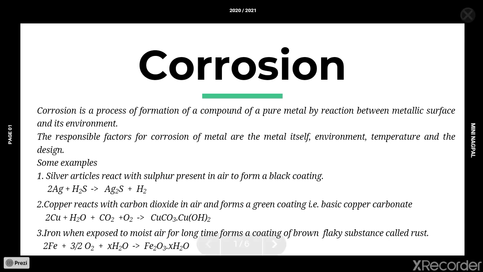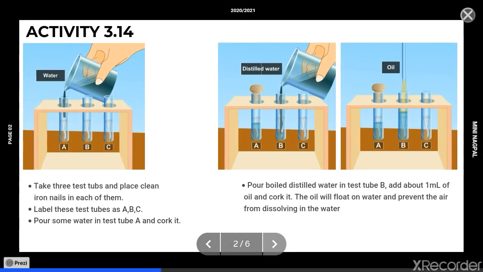Now, we are going to study what the essential conditions are for iron to rust. There's an activity in the book. This activity is 3.14. As shown in figure 1, we have taken 3 test tubes and we have placed an iron nail in each of them. Now we are going to pour some water in test tubes A and B. But the water we are going to pour in test tube A is tap water, whereas in test tube B we are going to pour distilled water, boiled distilled water.